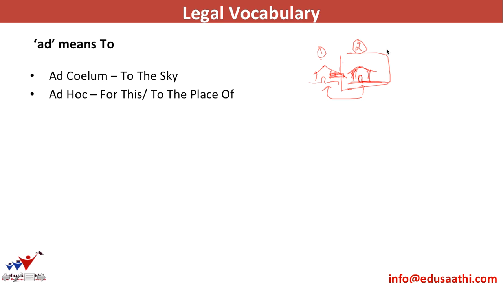We have ad hoc, which is to the place of, or for this. Now we have ad hoc judges or ad hoc teachers. For example, Mrs. Sinha has been appointed as an ad hoc geography lecturer in this college. This means that she has been hired on a temporary basis in the place of another permanent teacher, right?